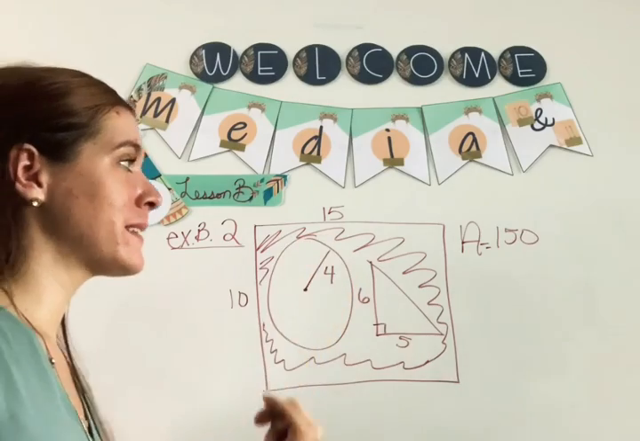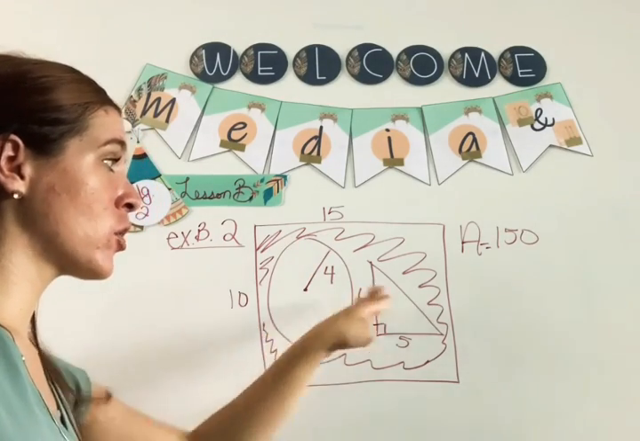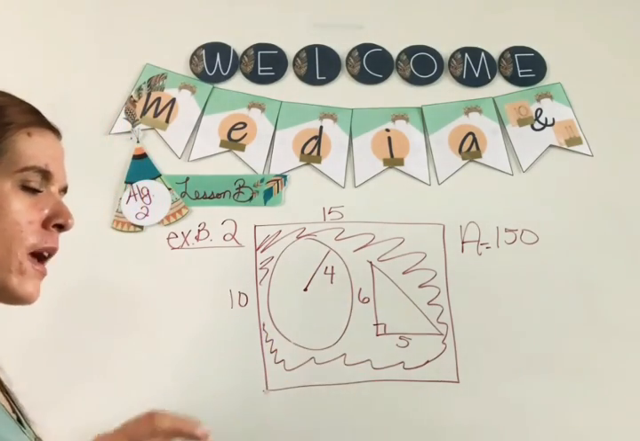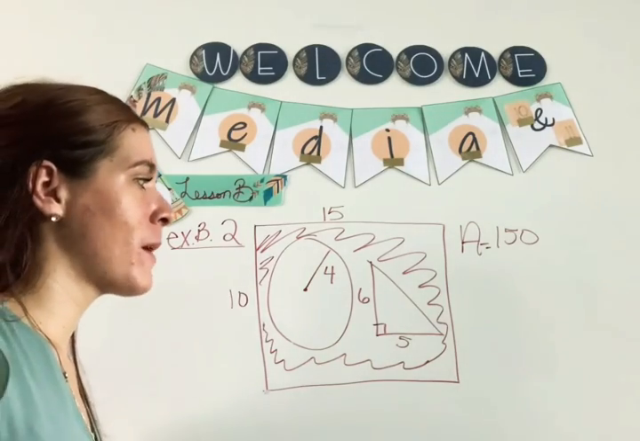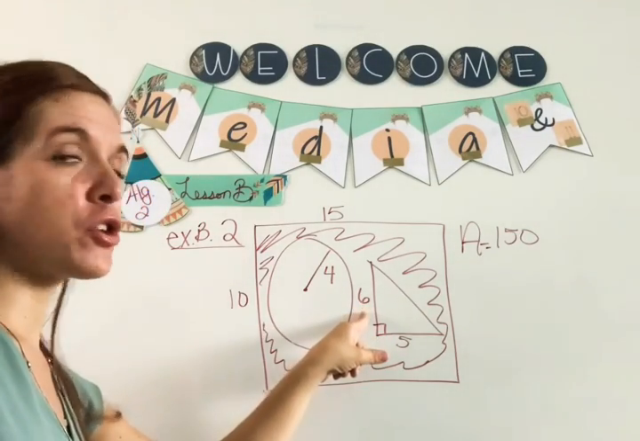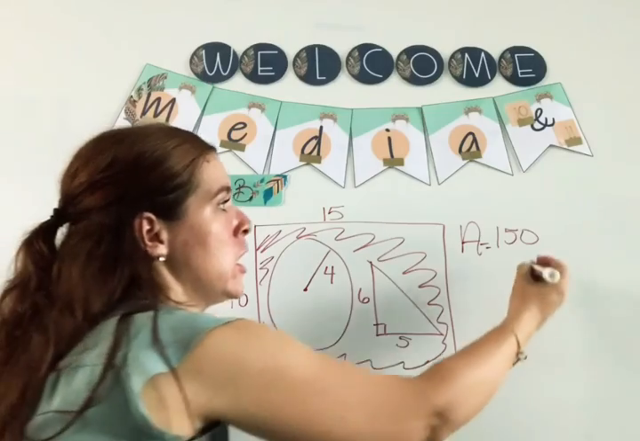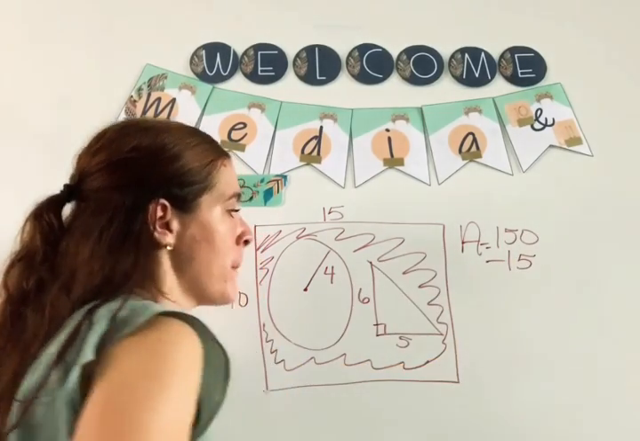Okay, then you're going to subtract the area of the circle and the area of the triangle. Let's do the area of the triangle because it's super rapido. Base times height divided by 2. 5 times 6 is 30. 30 divided by 2 is 15. So we're taking away that 15 from this one.